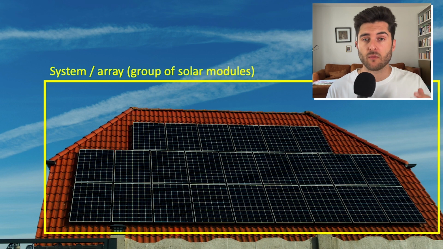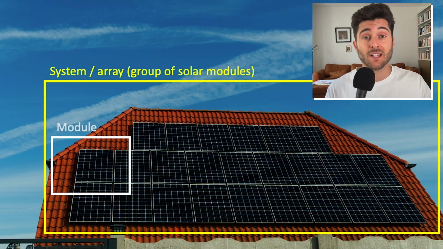A solar power system or array is a group of modules or panels, which in itself is composed of a group of solar cells. The energy production happens at the cell level, and everything else is just an interconnection that allows for greater power output. So the key thing to understand is how a cell produces electricity.